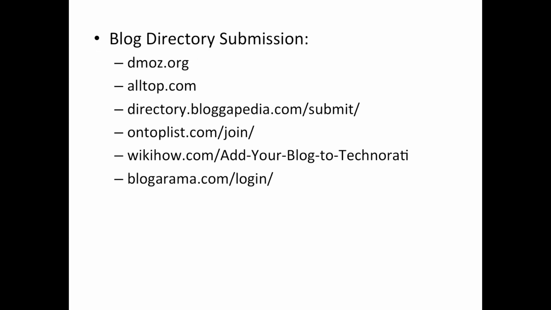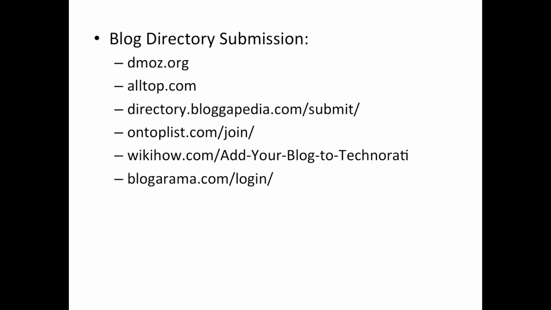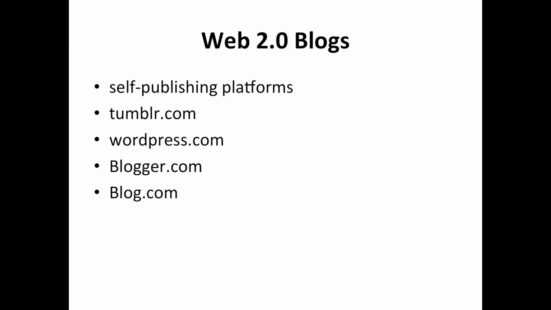You can submit your website to these blog directories like DMoz, Alltop, Blogpedia, OnToplist, WikiHow, Blogarama. Actually, I should say DMoz is just a regular directory, so you can just include your website on there and then it gets manually reviewed. DMoz is a very reputable directory and makes a great example of directories that you can still submit to and not get in trouble. Web 2.0 blogs are like self-publishing platforms, and that can include Tumblr, WordPress, blogger.com or blog.com. You can create a blog that actually is real and offers people value. Don't just start spamming these sites with junk.